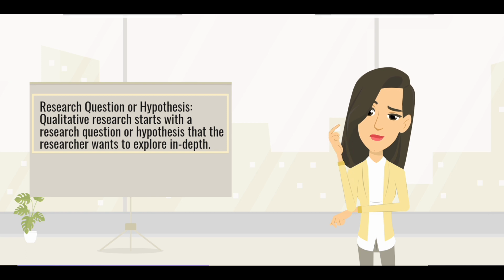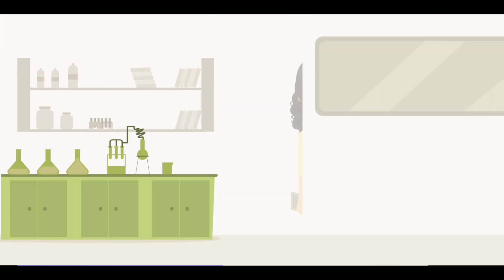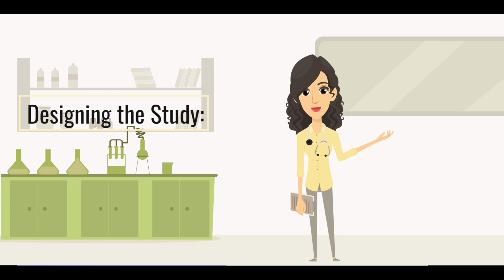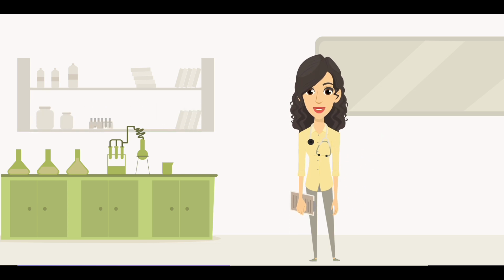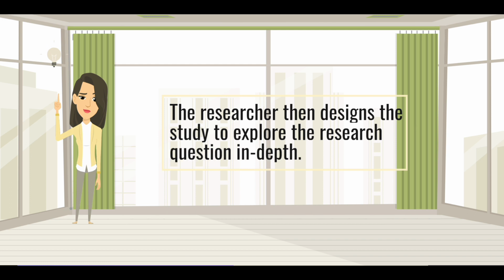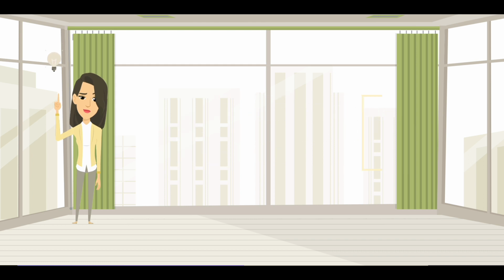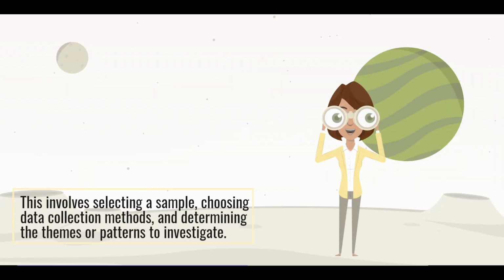Research question or hypothesis. Qualitative research starts with a research question or hypothesis that the researcher wants to explore in depth. Designing the study. The researcher then designs the study to explore the research question in depth. This involves selecting a sample, choosing data collection methods, and determining the themes or patterns to investigate.